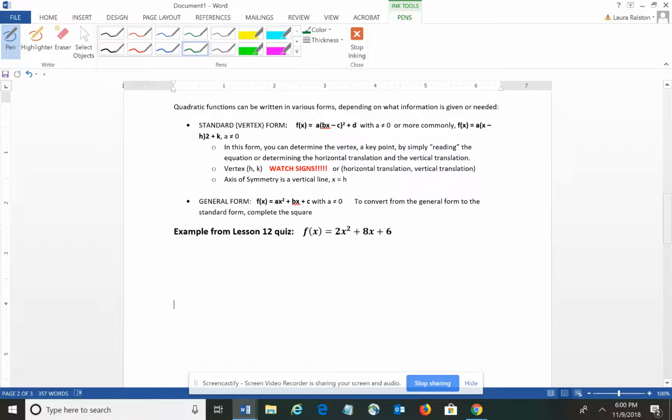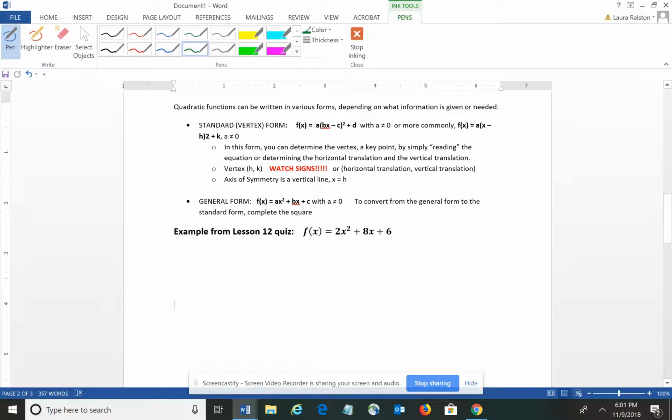Your text calls it the standard form, and it's typically in the form f of x equals a times the quantity x minus h squared plus k. In this form, we can very easily identify the vertex, that key point where it's changing direction. It also gives us the horizontal shift and the vertical shift. We can readily identify the vertex and the axis of symmetry. The other form, which actually is more common, is the general form, which is ax squared plus bx plus c.